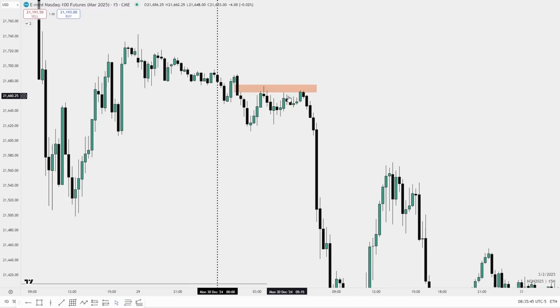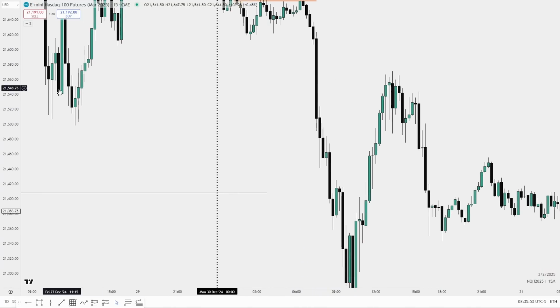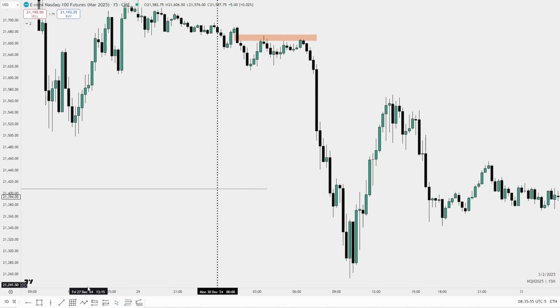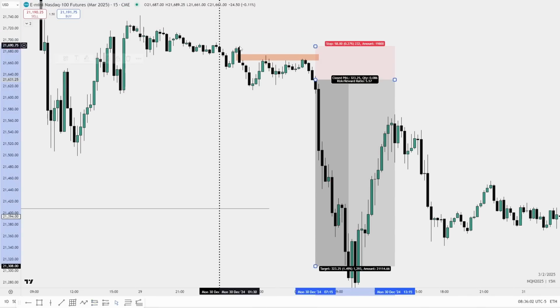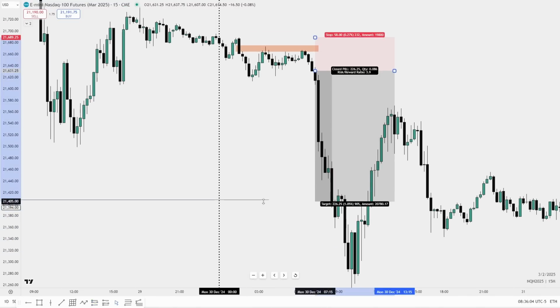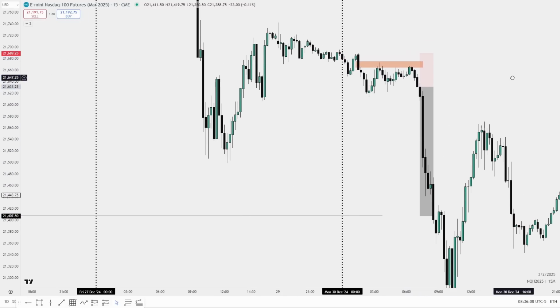1 during London, 1 in the middle, and 1 during New York. As we start to drop here, look at the expansion that comes in at key times. Look at the expansion that comes in here. How easy is that? Now, let's say you missed the fair value gap, even if you shorted as we start to run away, stop above the swing high and then target that. How easy is a 1 to 4? Look how easy that becomes. All from that one candle.